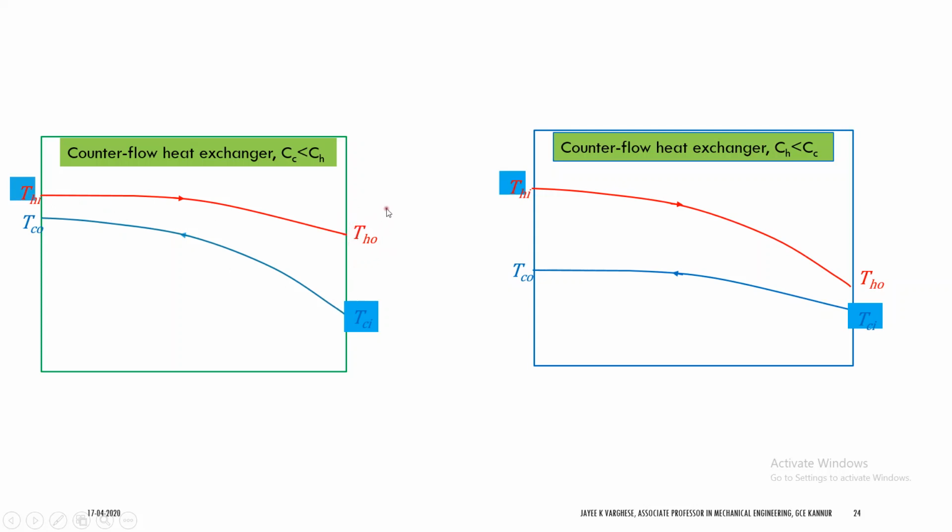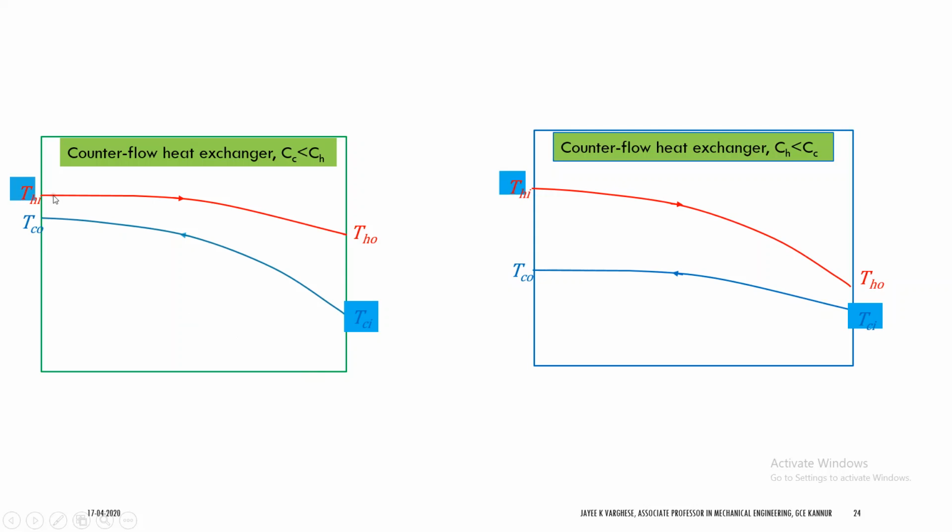These two temperatures are actually established in a heat exchanger based on the overall heat transfer coefficient, area, and parameters like that. So this is fixed and this is fixed, and based on the relative values of the heat capacity rates of hot and cold fluids, Cc and Ch, these outlet temperatures will be fixed. Okay, now we can think of another case.